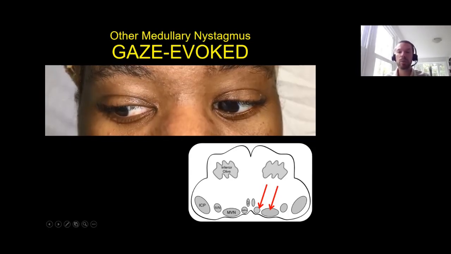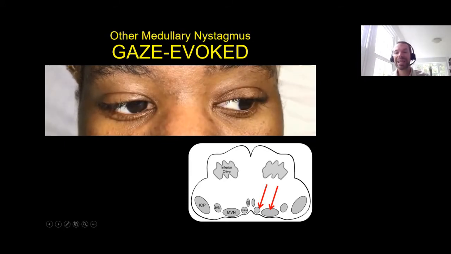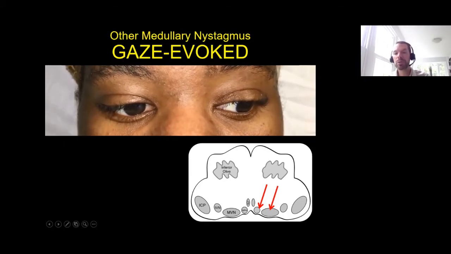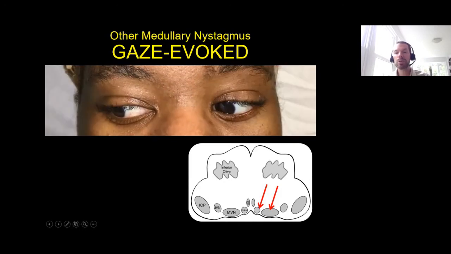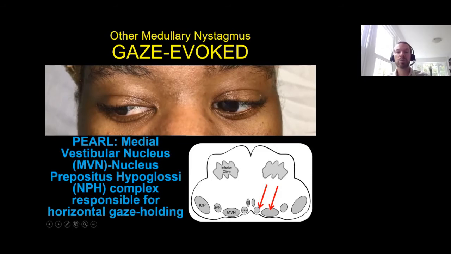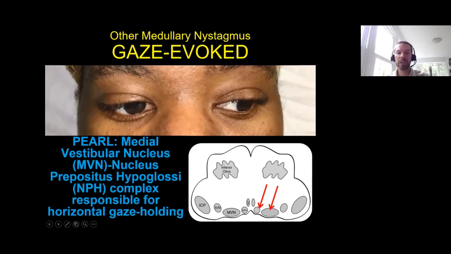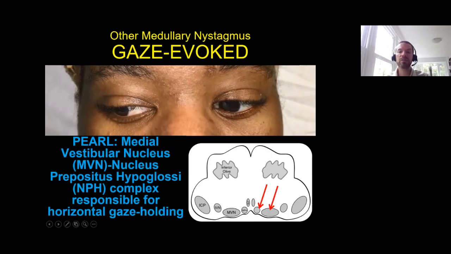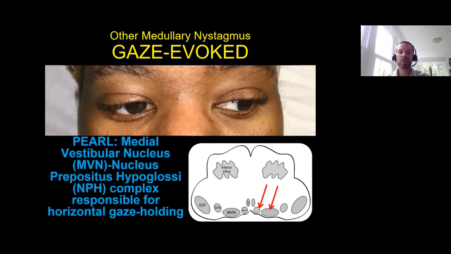Now we're talking about more medial medullary injury, mainly the MVN, the medial vestibular nucleus, and the NPH, the nucleus prepositus hypoglossi. This complex is responsible for horizontal gaze holding. So you can have horizontal gaze evoked nystagmus from a medullary lesion as well, a medial medullary lesion.